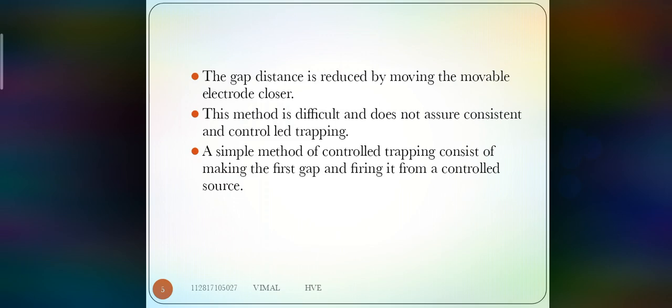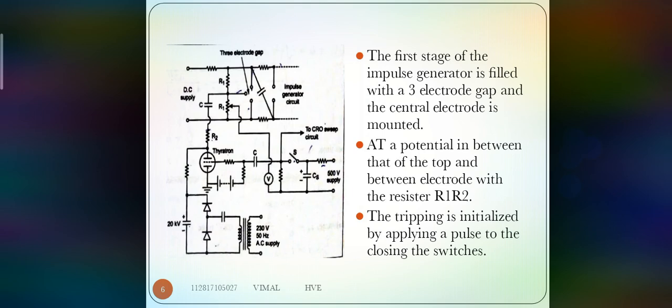A simple method of controlled tripping consists of modifying the first gap and firing it from a control source. The first stage of impulse generation is fitted with a three electrode gap, and the third electrode is mounted at a potential between the top and bottom electrodes with resistors R1 and R2. The tripping is initiated by applying a pulse across the switch.